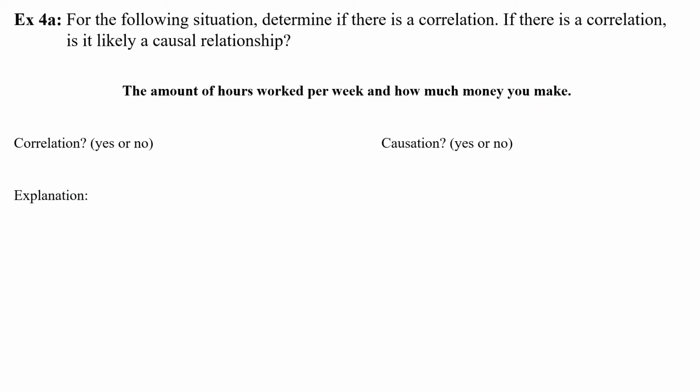Example 4a. For the following situation, determine if there is a correlation. If there is a correlation, is it likely a causal relationship? So this is very similar to the one we just did. First, they wanted us to figure out if there's correlation. So is there a relationship? And then if there is a relationship, is it a causal relationship? So is changing one causing the other one to change as well?